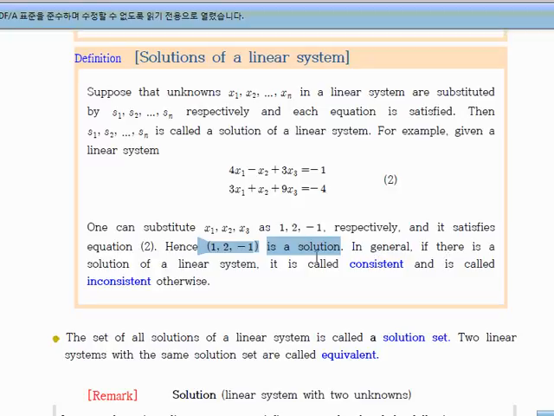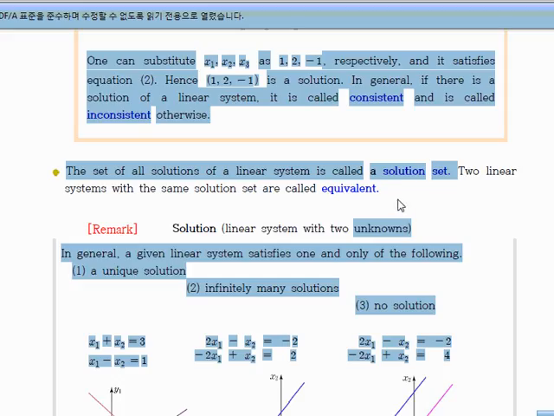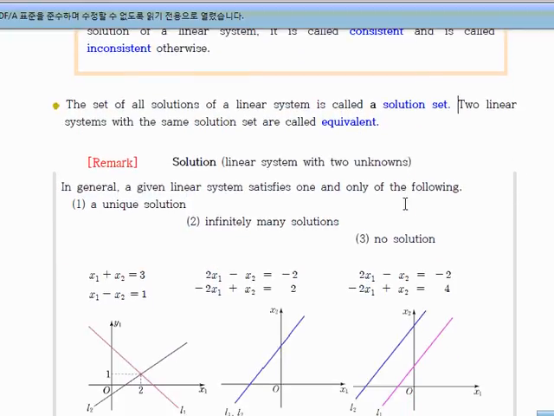In general, if there is a solution of a linear system, then the system is called consistent, and is called inconsistent otherwise. If we have a system of linear equations which has no solution, we call that linear system inconsistent. The set of all solutions of a linear system is called a solution set. And two linear systems with the same solution set are called equivalent.